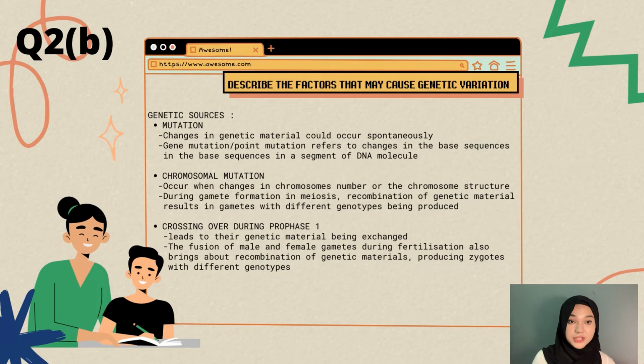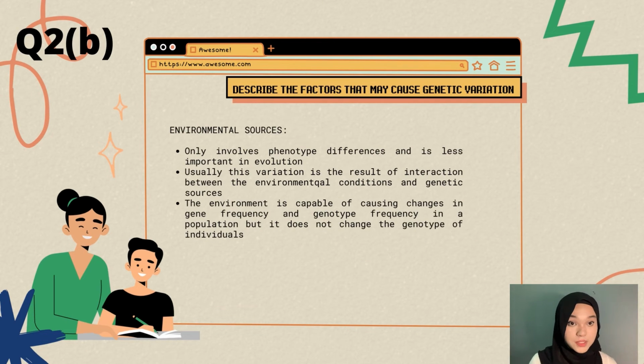During gamete formation in meiosis, recombination of genetic material results in gametes with different genotypes being produced. In crossing over during prophase 1, genetic material is exchanged. The fusion of male and female gametes during fertilization also brings about recombination of genetic materials, producing zygotes with different genotypes. Okay, that's for genetic sources.